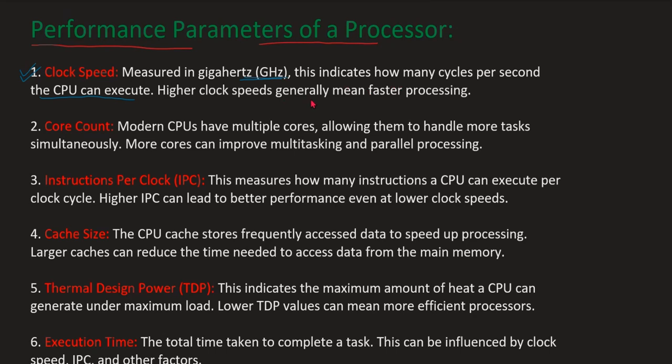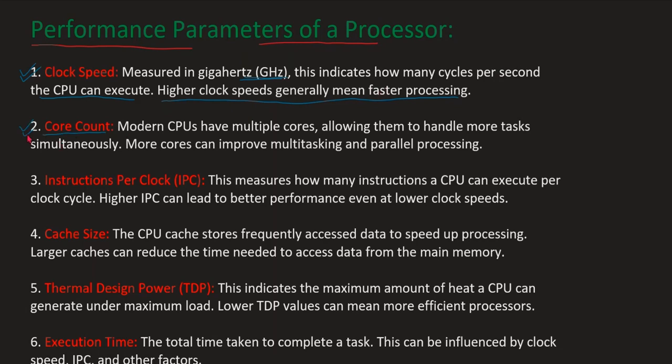So a higher clock speed generally means faster processing. How many cycles it performs in 1 second is given by the clock speed. So in 1 second it can have more cycles, which means it can execute more instructions per second.